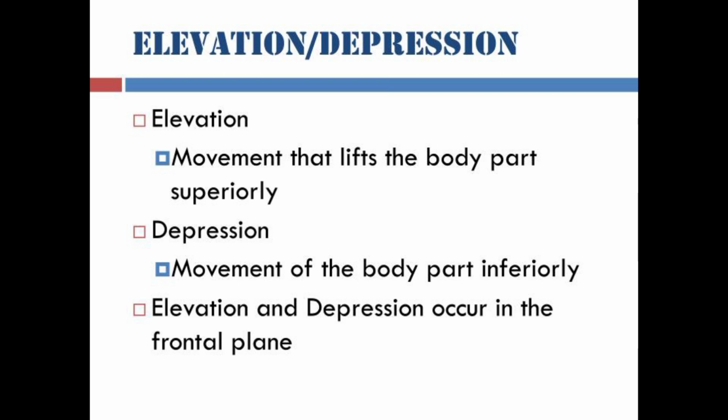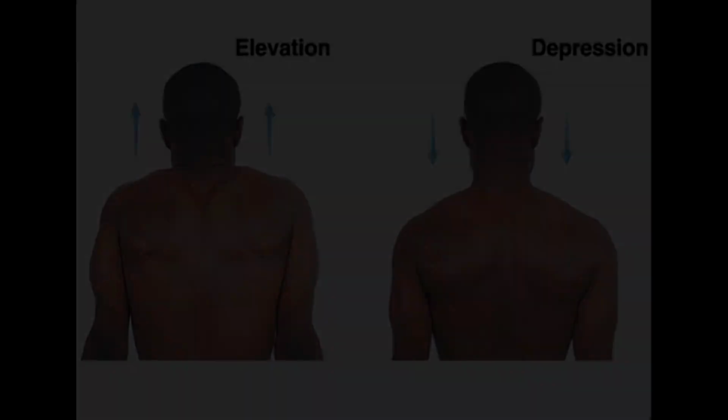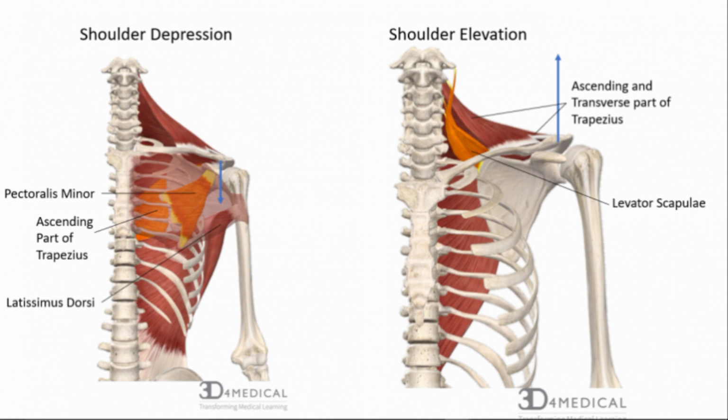Elevation, movement that lifts the body part superiorly. Depression, movement of the body part inferiorly. Elevation and depression occur in the frontal plane. Elevation, depression. These are the following bones and muscles involved.